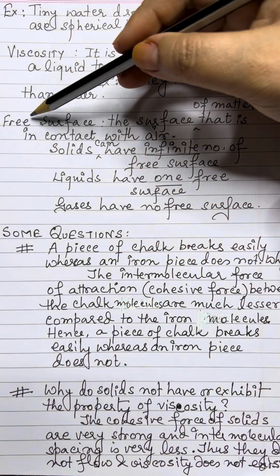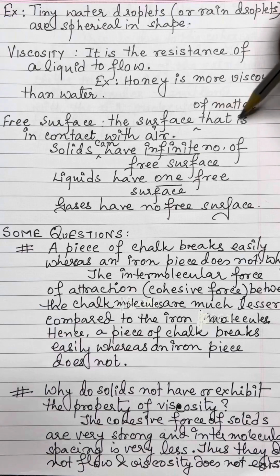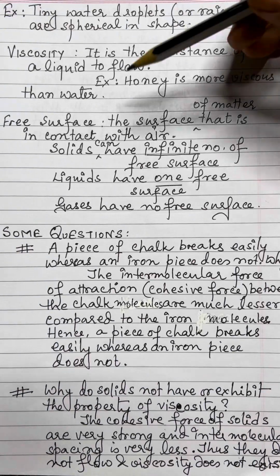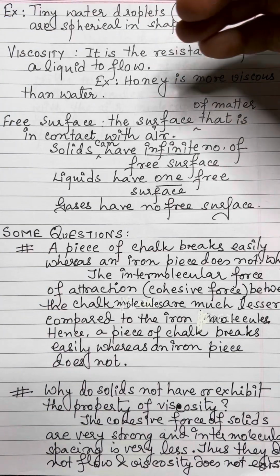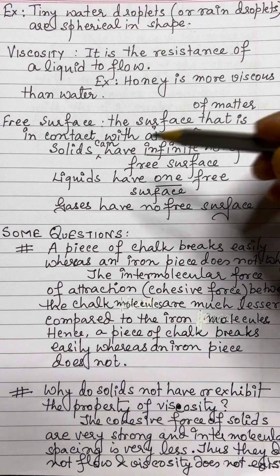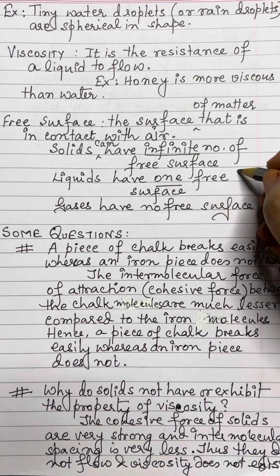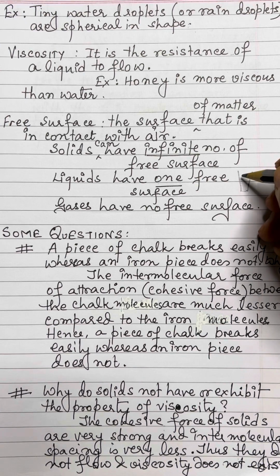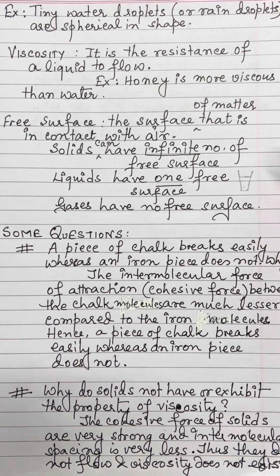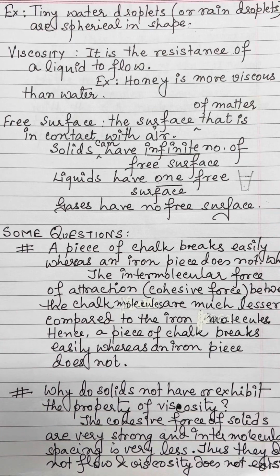Next term is free surface. The surface of matter that is in contact with the air is known as the free surface. Solids can have any number of free surfaces, or an infinite number of free surfaces. Liquids have fixed volume but no fixed shape, and therefore liquids have only one free surface. You take a glass and take some water. This is the free surface, which on one side is in contact with the water molecules, and on the other side is in contact with the air molecules. Gases have no free surface.